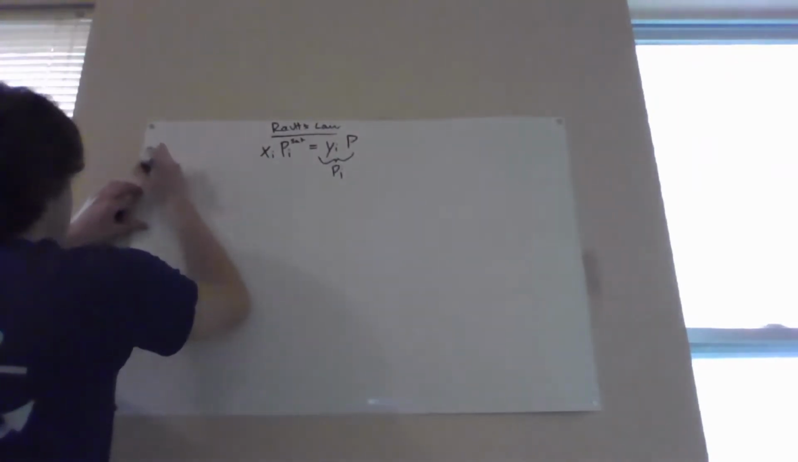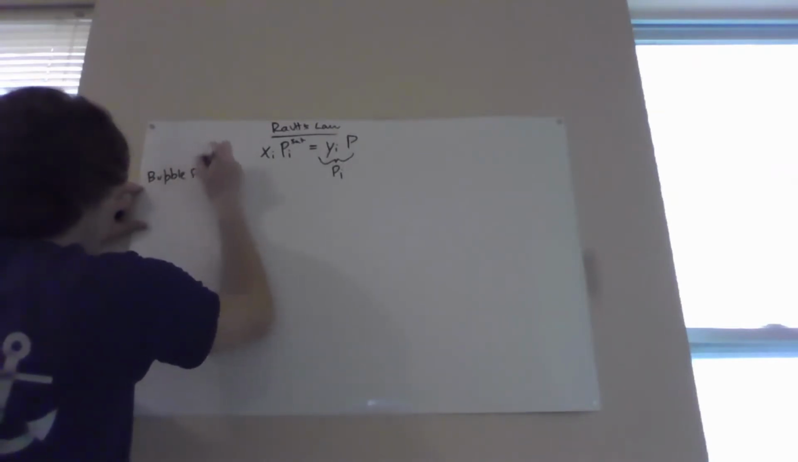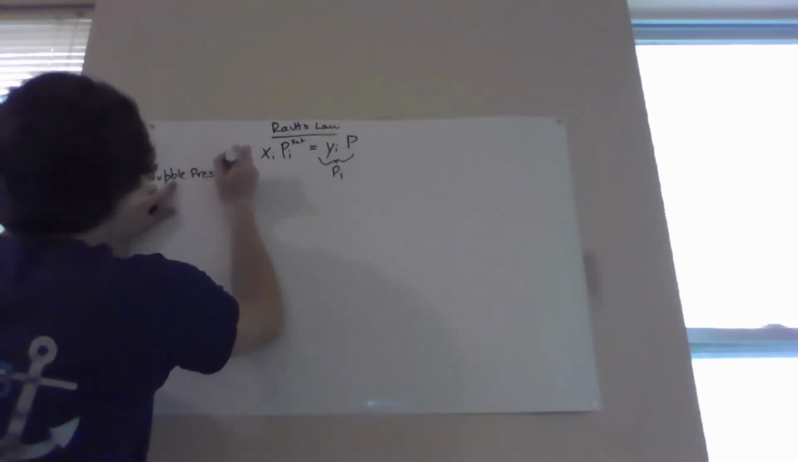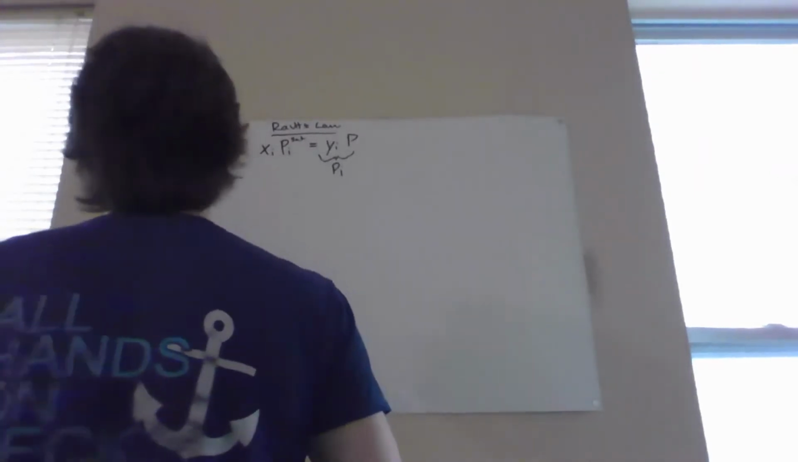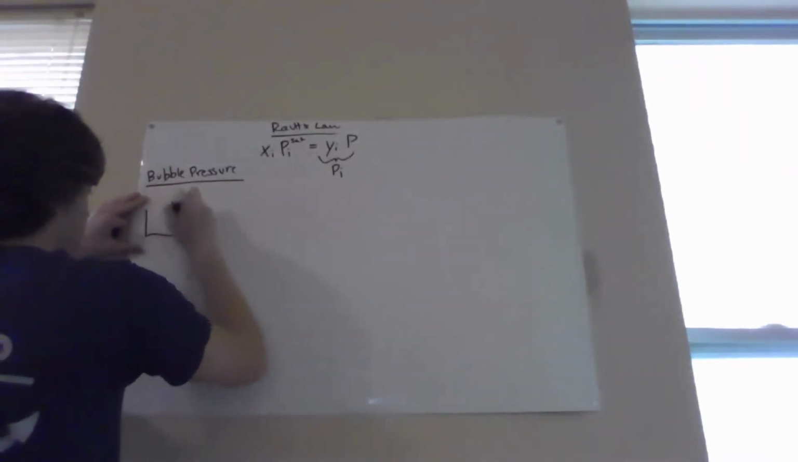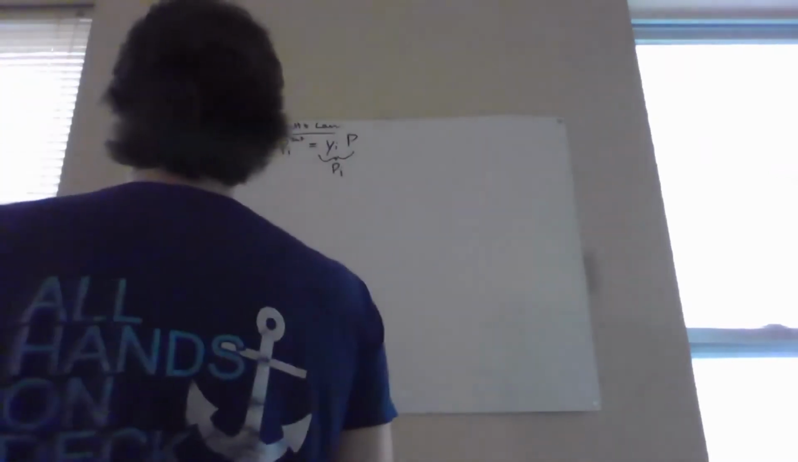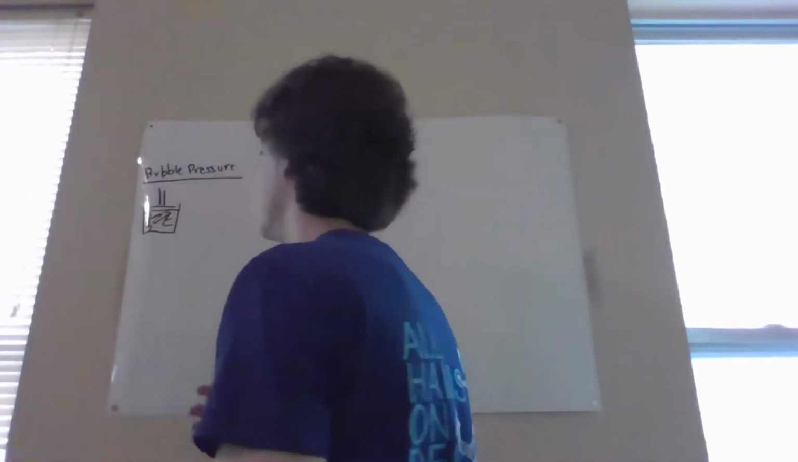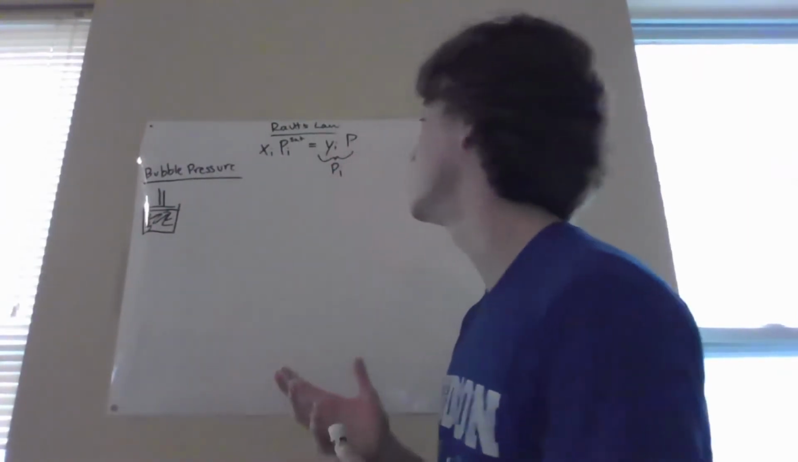So I'm going to start with the bubble pressure. And this calculation is the pressure at which the first vapor bubble will form in our mixture if we hold the temperature constant. And so we'll have a container of all liquid, and there will be a piston at the top. And in order for the first drop of vapor to form, the sum of the partial pressures of the components needs to be equal to the pressure that the container is under.